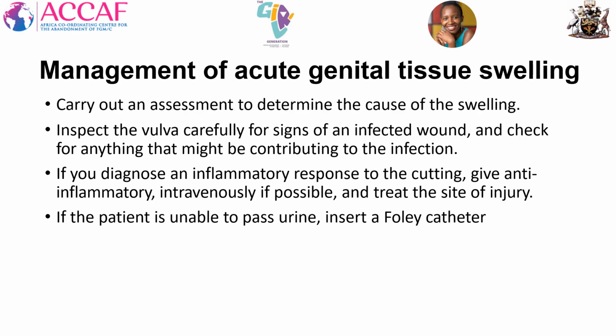So with acute genital tissue swelling, mostly for any disease, the first advice is to assess. Assess the area and determine the extent and the cause of the swelling, and then inspect the vulva carefully for any signs of infected wound, and check for anything that might be contributing to the infection.